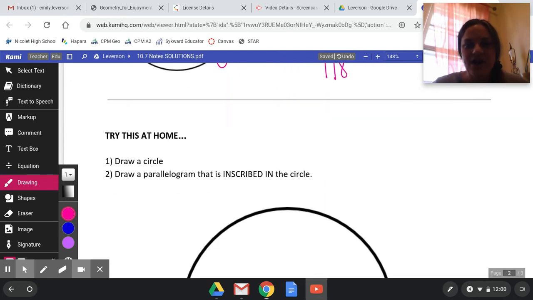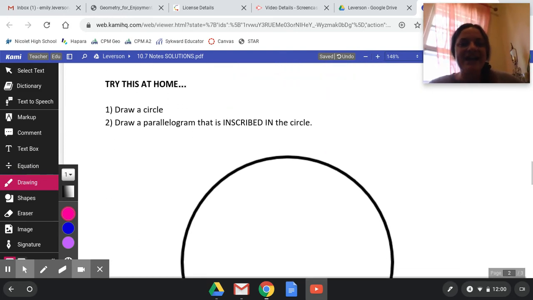Okay? So next, try this at home. Draw a circle. Draw a parallelogram inscribed in the circle. So you're drawing the parallelogram inside there with all of the vertices on the circle. I want you to pause right now and actually try this.